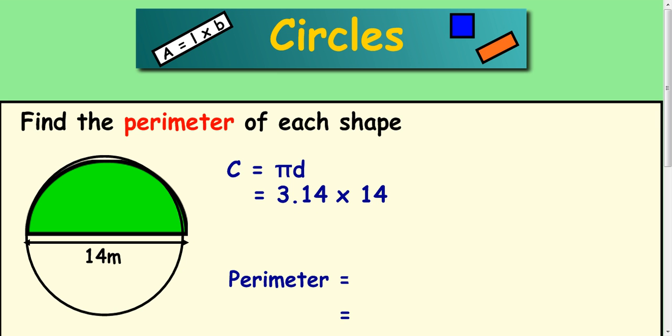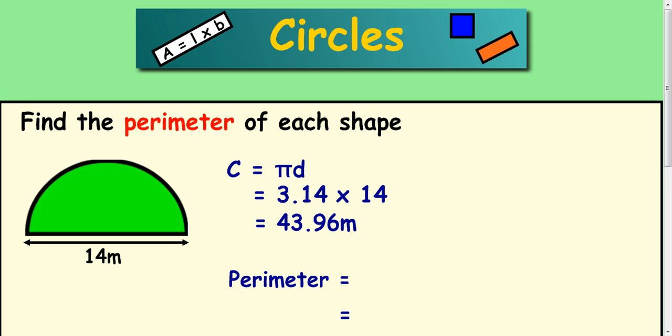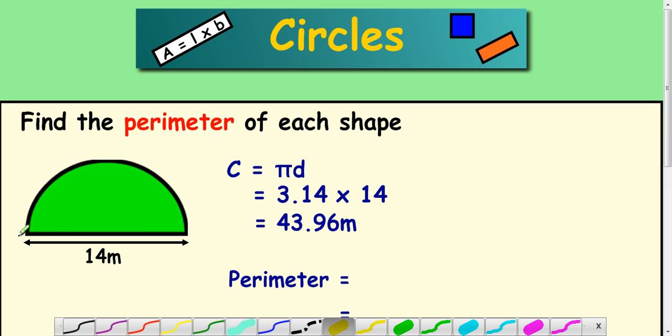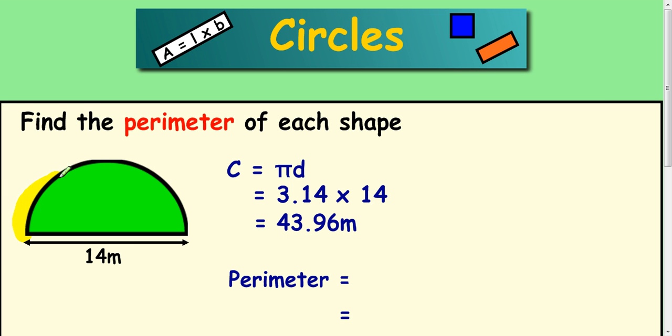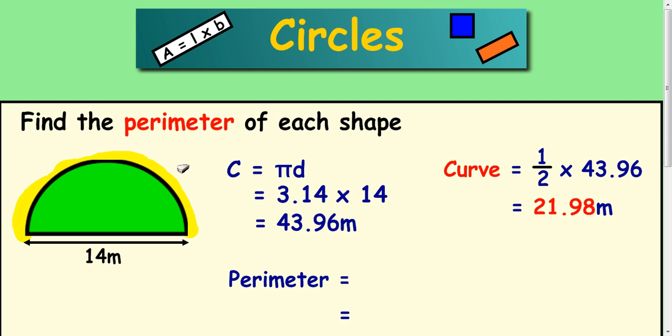Now, what I'm going to do is work out the curved part. Now, the curved part is the bit round here, just that bit there. So if I think about that curve there, then I know that that curve is half a circle. So what I do is I take my circumference of my full circle and I half it, times by half, or you can divide by 2. It's the same thing. So the curved bit, this bit round here, is 21.98.